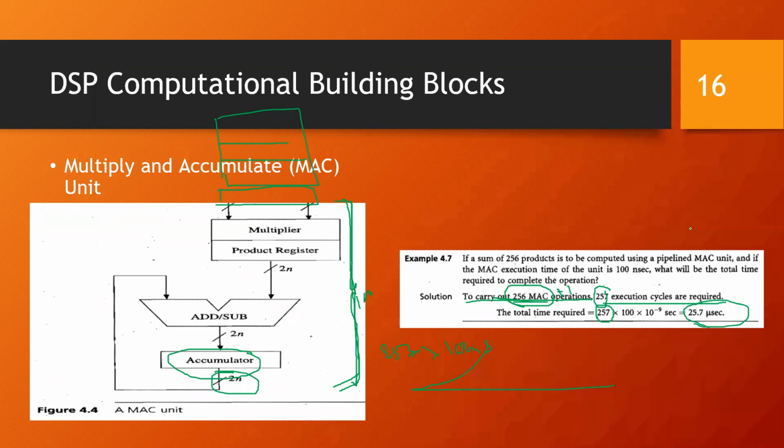So this is what will be happening in the case of the MAC unit. And this is how the execution speed can be improved.